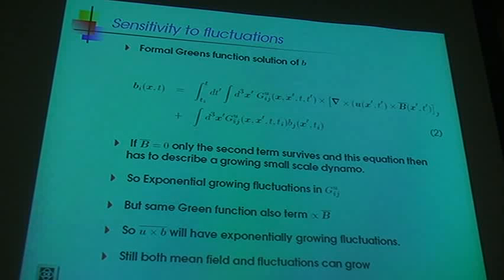They can both grow. If you look at a simulation, you will find that it's all noisy and there is no sign of a mean field. But that's because they're just growing faster. And what you have to figure out is what happens when things saturate. When the fluctuations saturate, what happens to the further mean field growth? Or does everything saturate together?